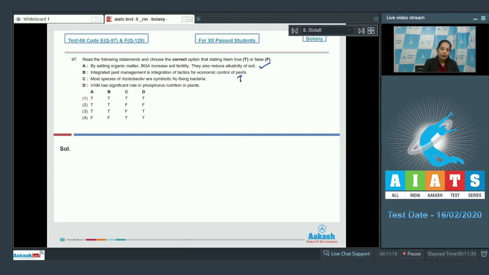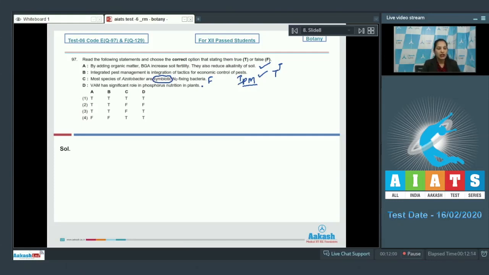B: Integrated pest management or IPM is integration of tactics for economic control of pest. Yes, this IPM does not believe in complete eradication of the pest. Rather, it believes that the pest should be controlled at the manageable level because they also contribute to the biodiversity. So this is also a true statement. C: Most species of Azotobacter are symbiotic nitrogen-fixing bacteria. No, they are free-living nitrogen-fixing bacteria. So this is false.